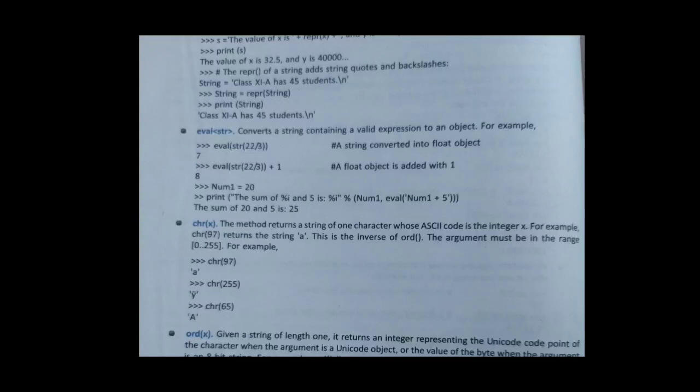Next comes eval. The eval function converts a string containing a valid expression to an object. For example, eval of the string 22 upon 3, and it will get converted into 7. So when you write eval, it means evaluate or calculate the value of a given expression. So eval of the string 22 upon 3 plus 1, it will show 8. So this is about the eval function.